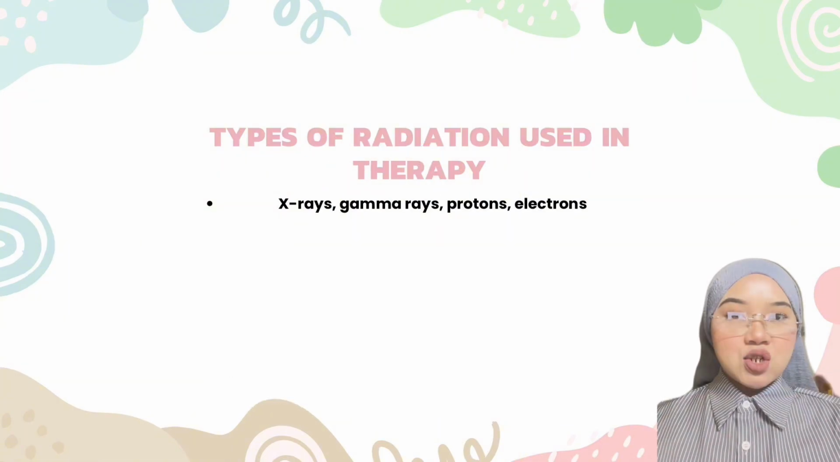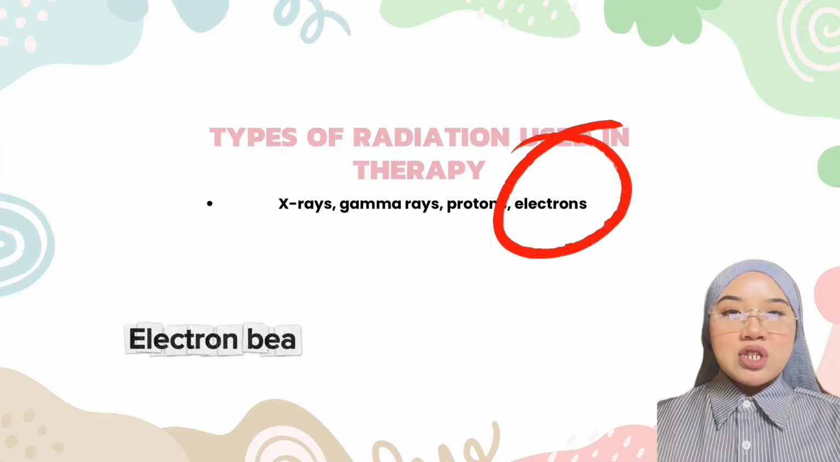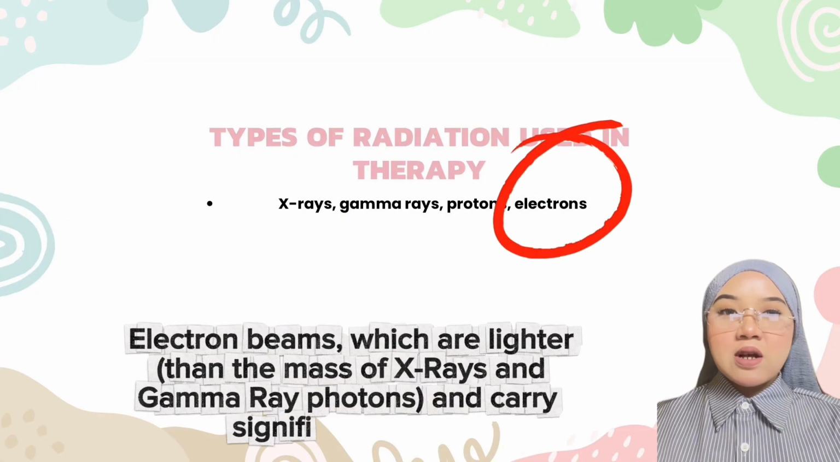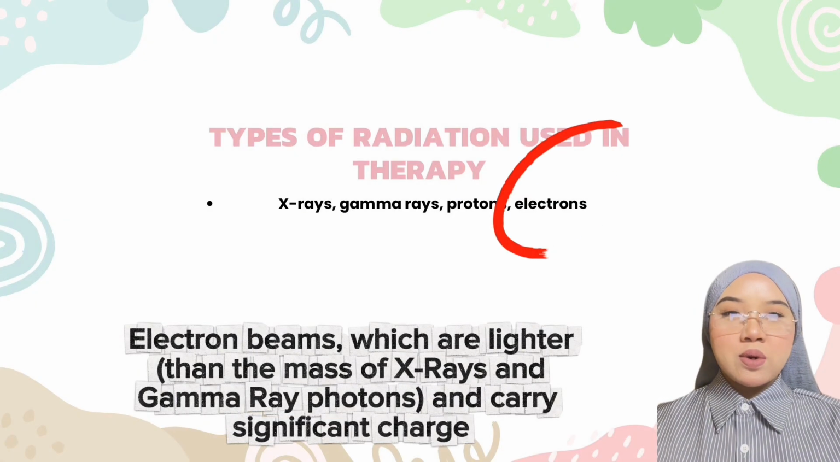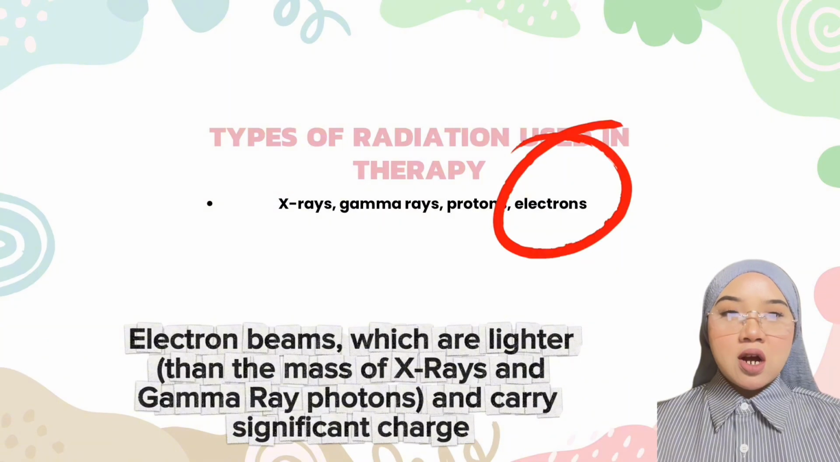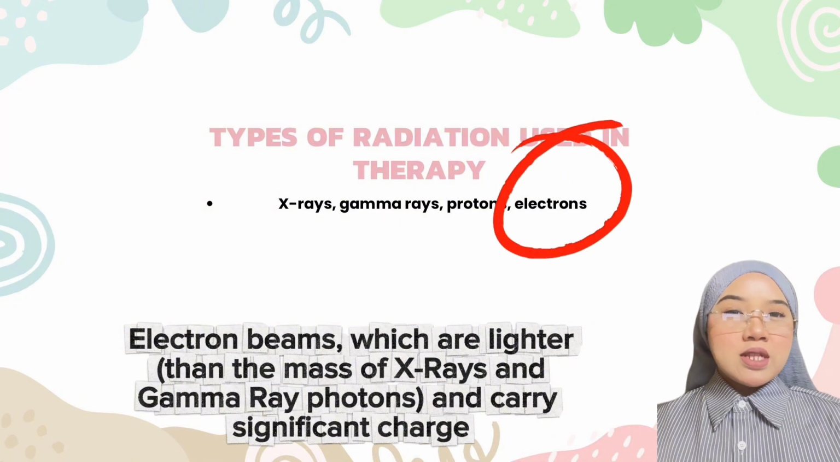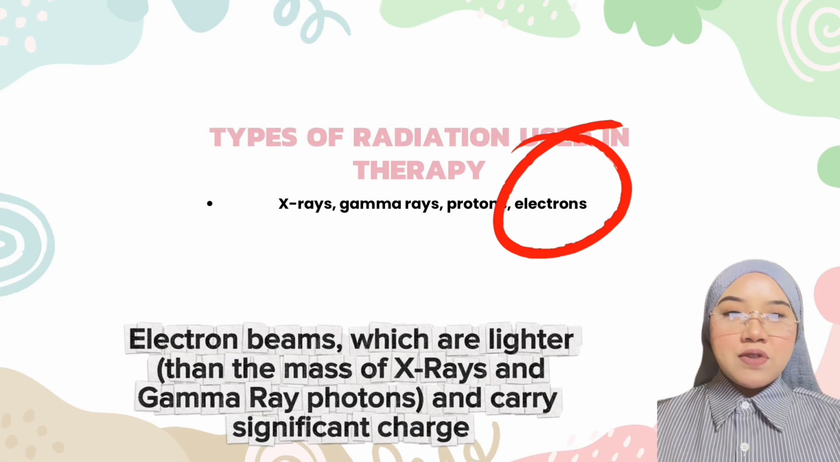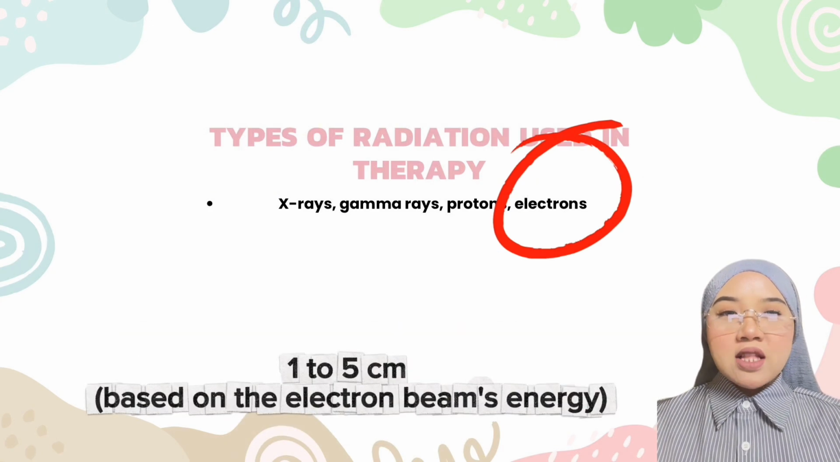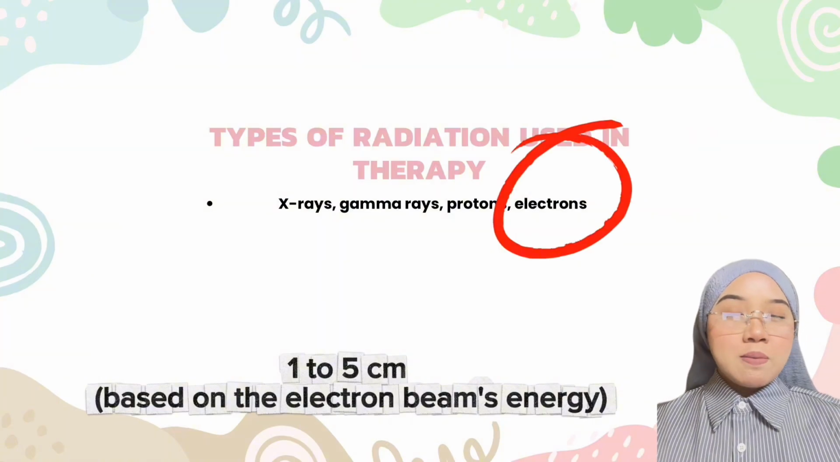Next is electron. Electron beams, which have more mass than X-ray and gamma ray photons and carry significant charge, have limited deep penetration capabilities within the body, depositing their energy at 1 to 5 cm based on the electron beam's energy.